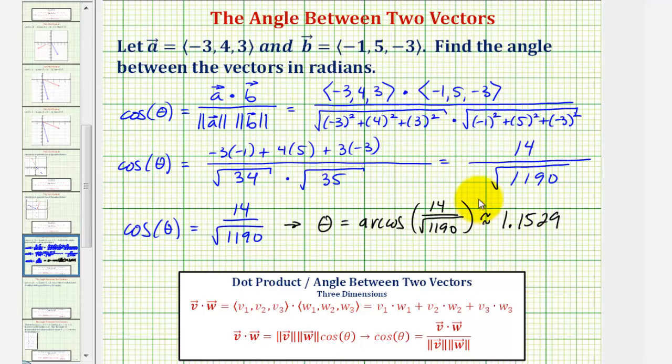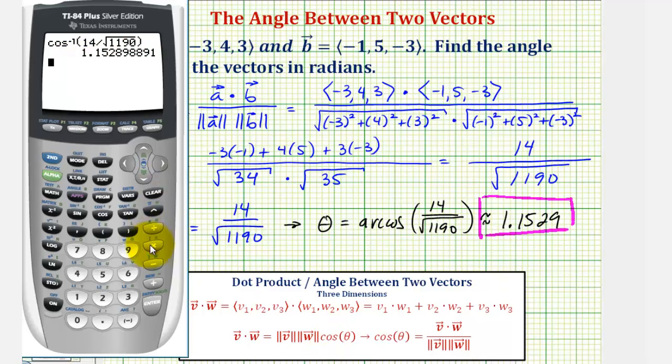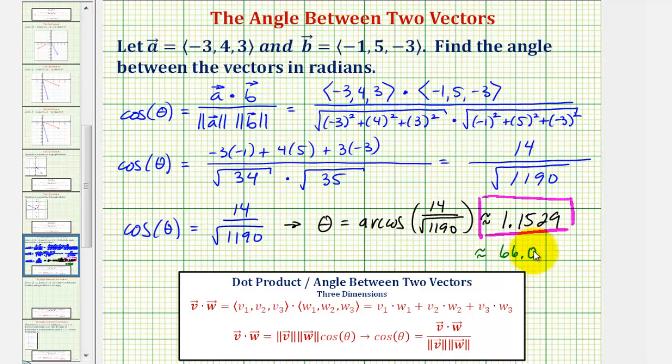But because we are going to check this graphically, let's also convert this to an approximation in degrees. So we'll take the angle in radians and multiply by 180 degrees divided by pi radians. And enter. So in degrees, it would be approximately 66.06 degrees. Again, the question does ask for radians.